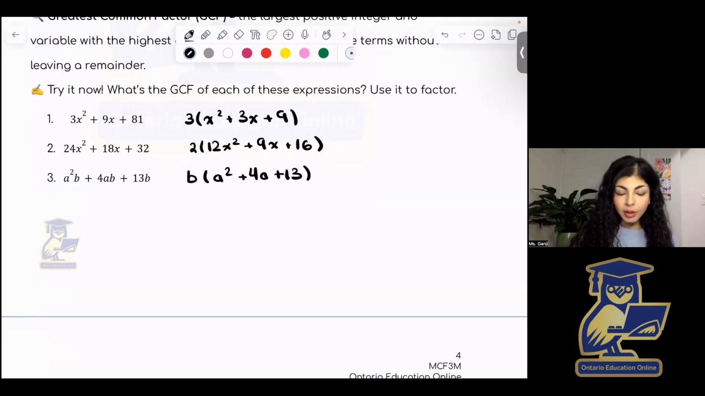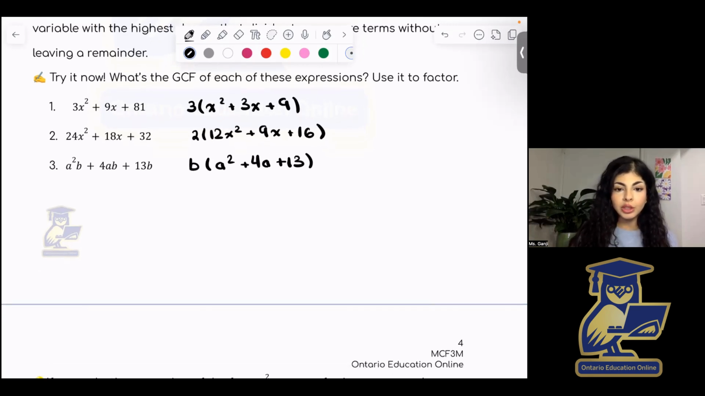And in the last example, the greatest common factor is simply a variable b. All three terms share b, so we were able to factor it out. And now we have a quadratic expression with the variable a, which we would be able to check for factoring with decomposition.